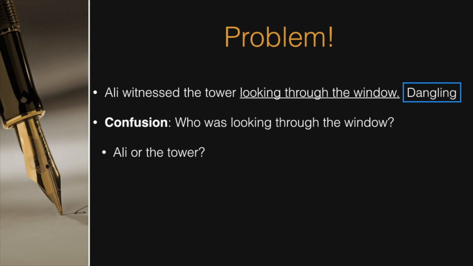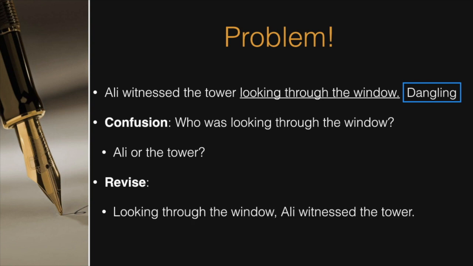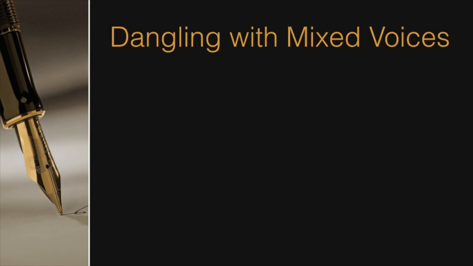Although the reader can understand this after some thought, the confusion could have been avoided in the first place with a revision like this. Looking through the window, Ali witnessed the tower. Now nothing is dangling or unclear. Dangling can also occur when we mix active and passive voice.